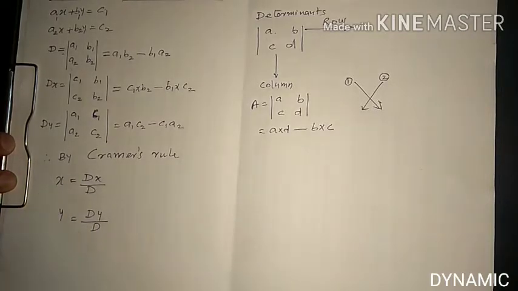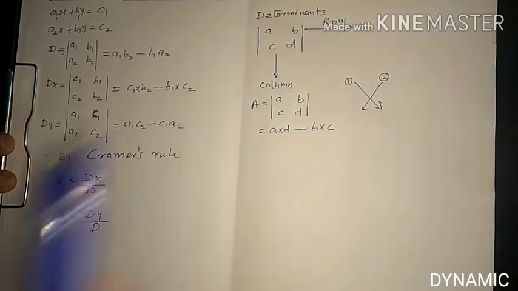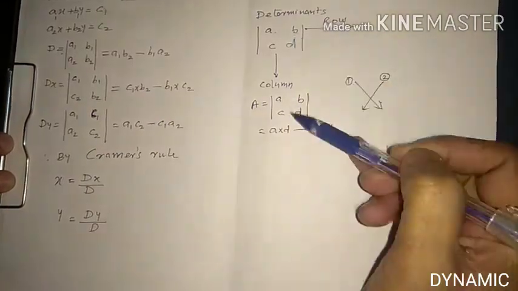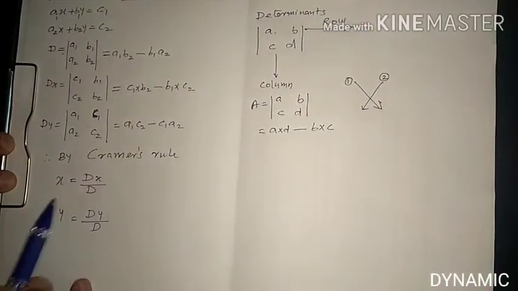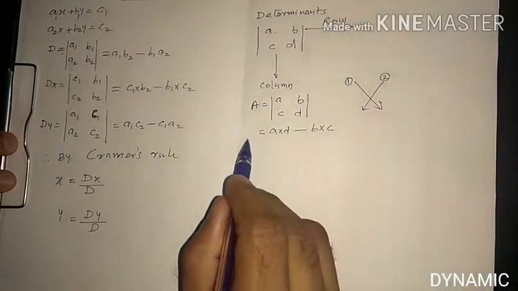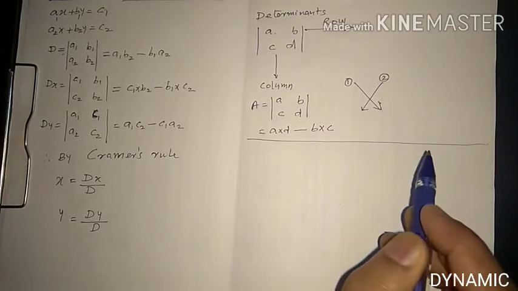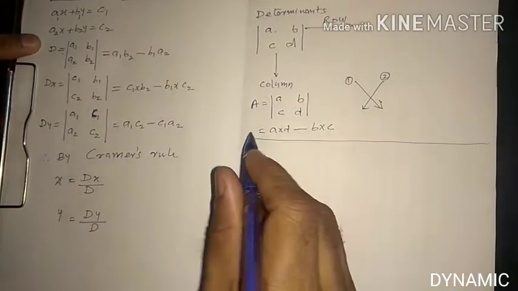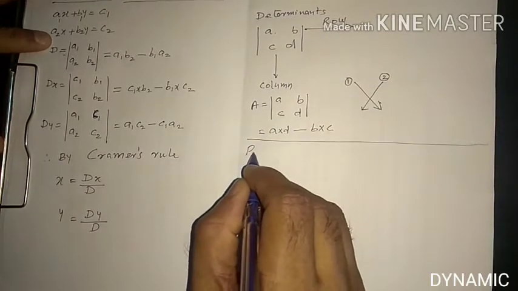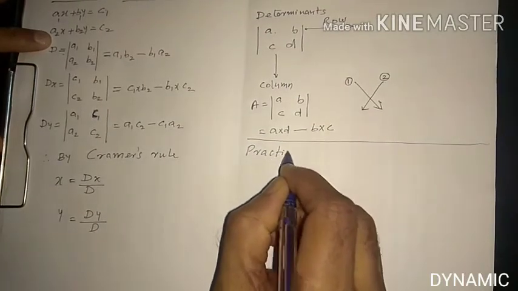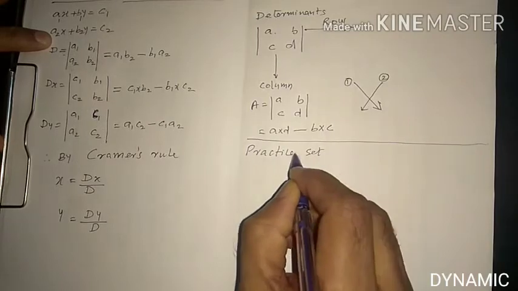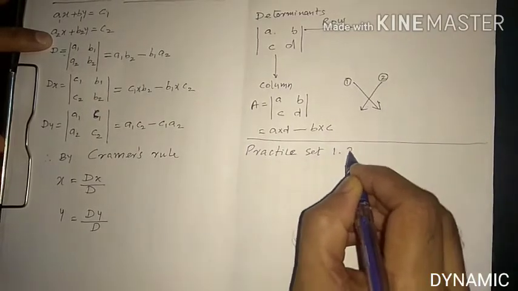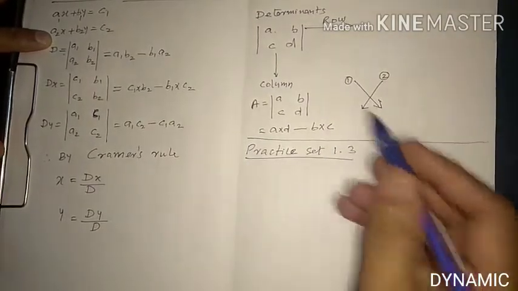Now using this, we have to solve the equations. First, we have to expand like this, one or two examples. Then using this Cramer's rule, we have to solve some problems. We take the first. It's very easy. Expand. This is the exercise, practice set 1.3, algebra.